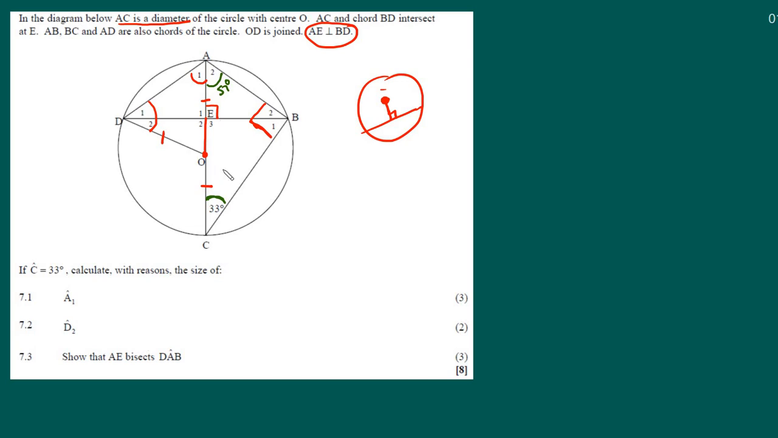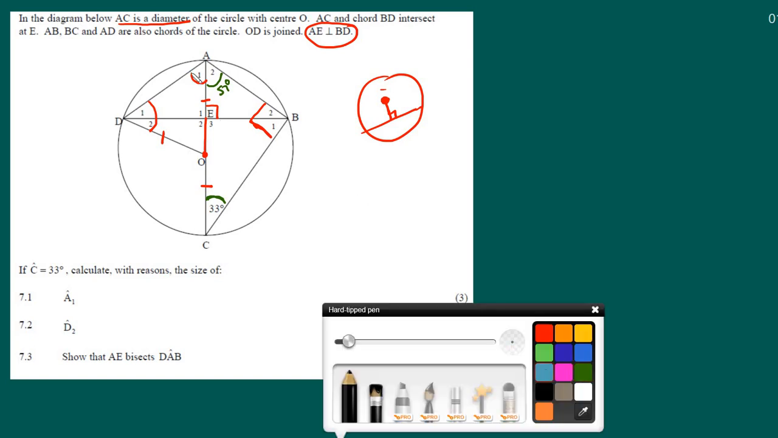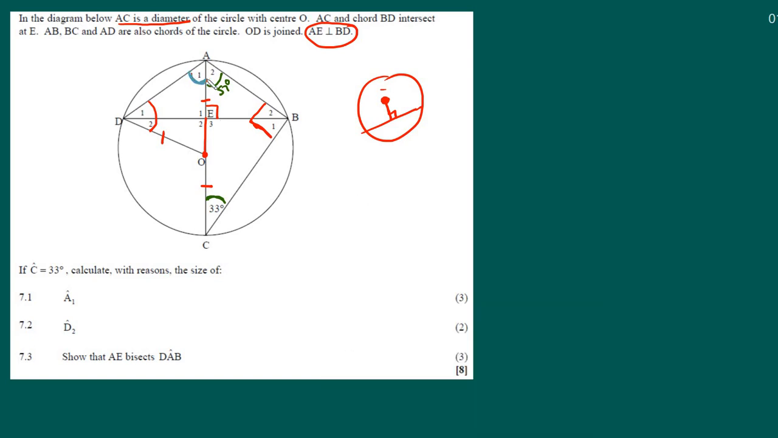Guys, remember what I said. Do not look too far. Look at A1 and then ask yourself, which other angle is equal to A1? Yes, it is this one, but there is another angle that is equal to A1. Who can tell me which other angle is equal to A1?